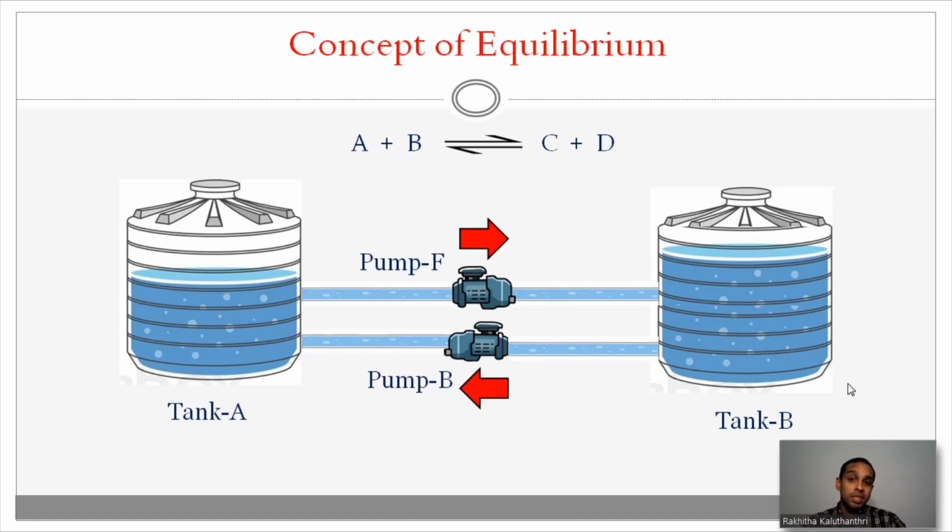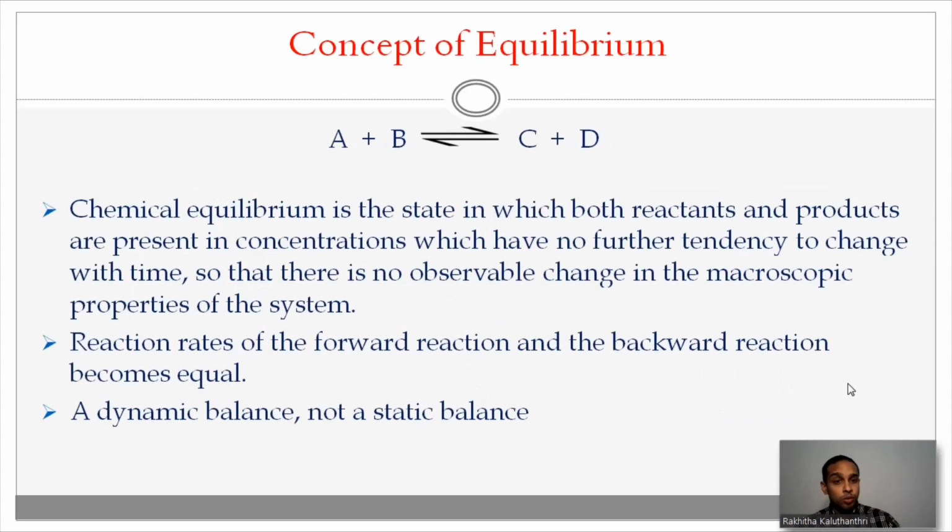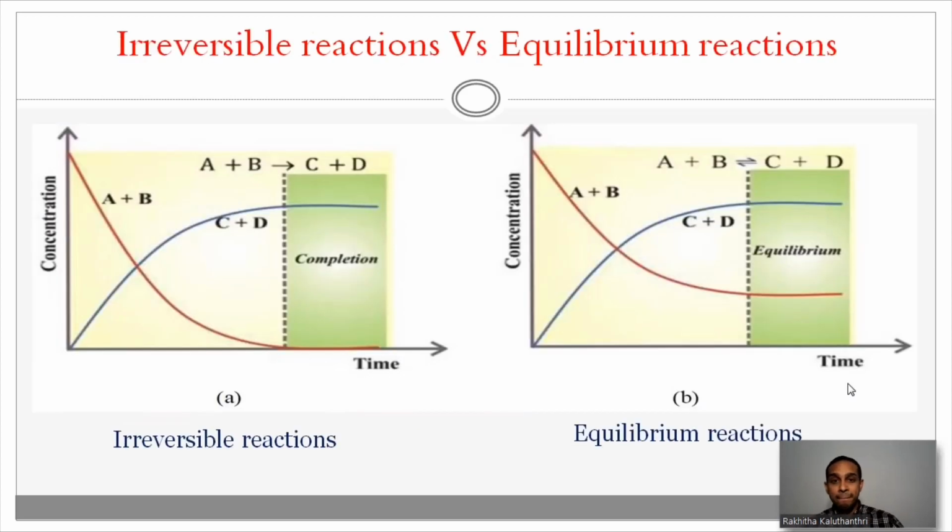So if that happens, it's just a static balance. That means there's nothing going on. They're just on their own, containing the amount of water that they have. But dynamic balance means water keeps moving from one to the other, whilst keeping the amount of water in each of these tanks constant. So that becomes a dynamic equilibrium or dynamic balance. Right? So, irreversible reactions versus equilibrium reactions.